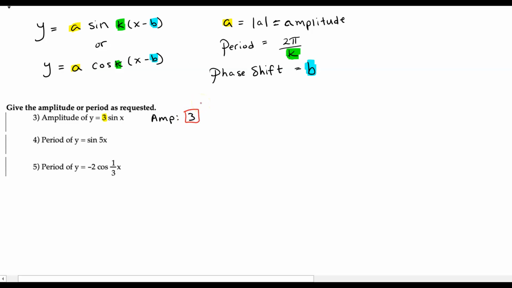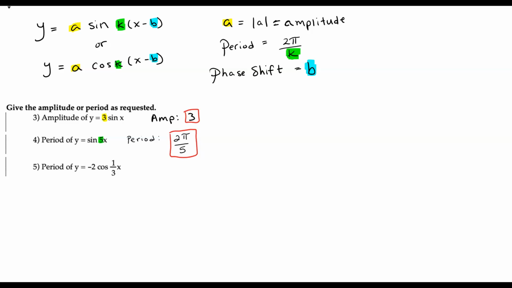In the second question, we are asked to find the period of y equals sine of 5x. So what we're going to do is take a look at the number written in front of x here. In this case, the period is going to be 2 pi divided by the value k, which in this case is 5. So the new period will be 2 pi over 5 units. This tells us how long the cycle lasts for this particular graph of sine.